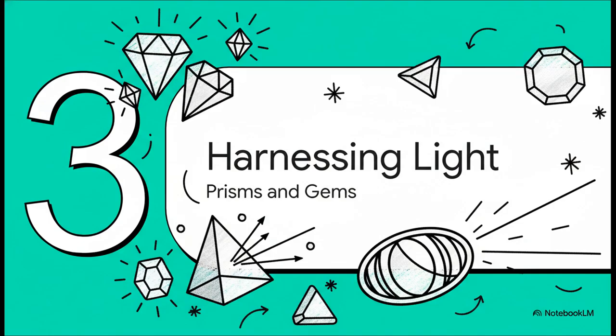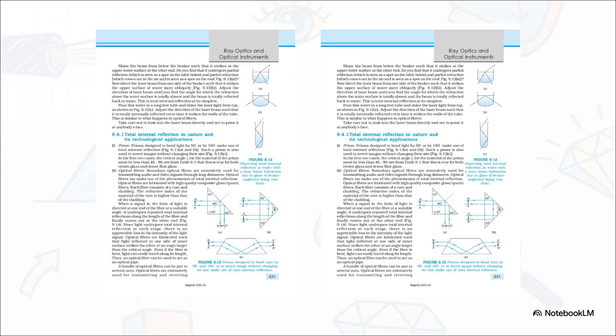Okay, so we can trap light. What can we actually do with it? Well, it turns out this one principle is used in everything from simple optical tools to the most brilliant and expensive gemstones on Earth. So, have a look at these prisms.